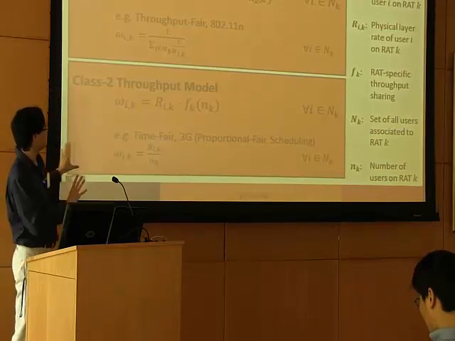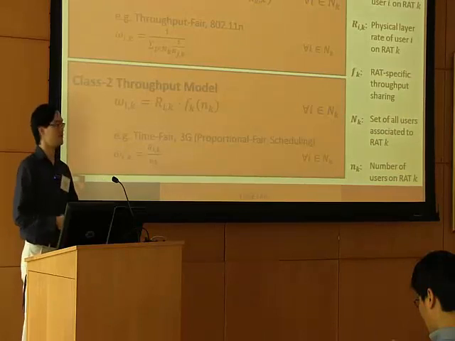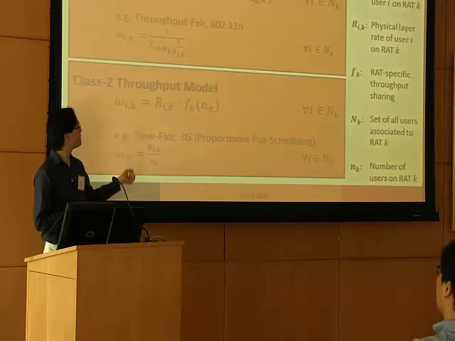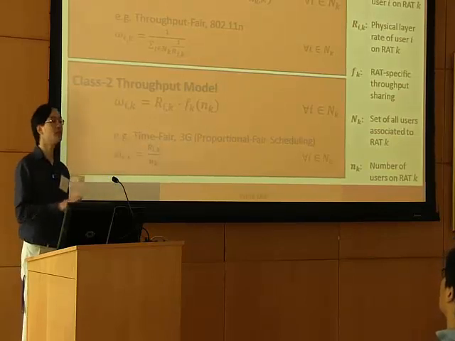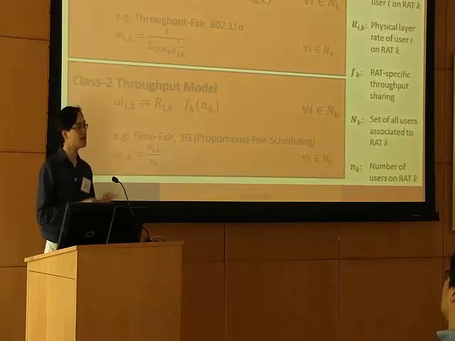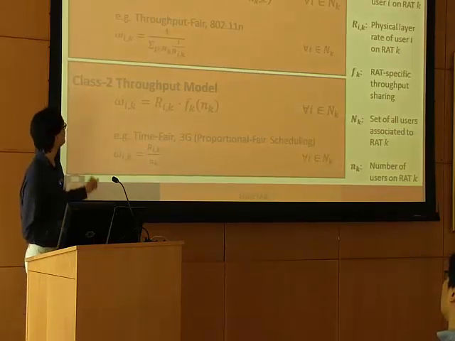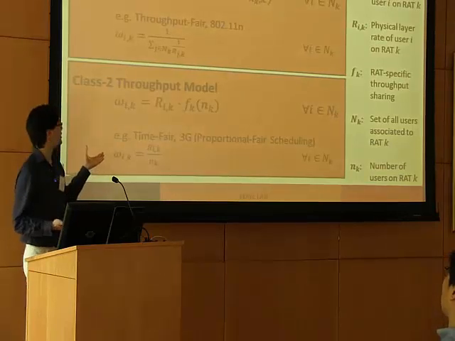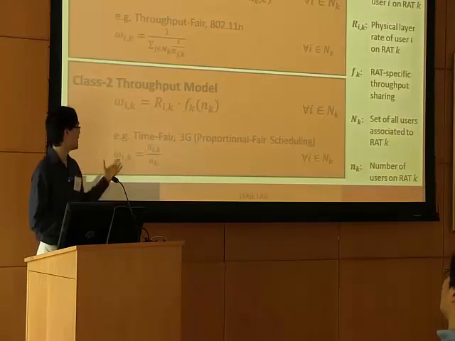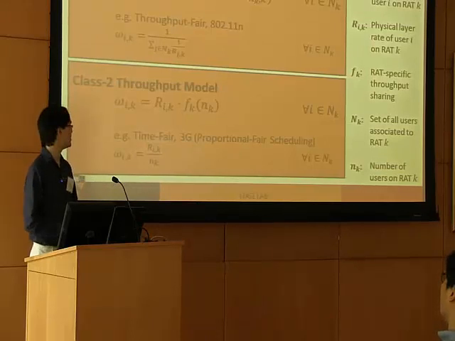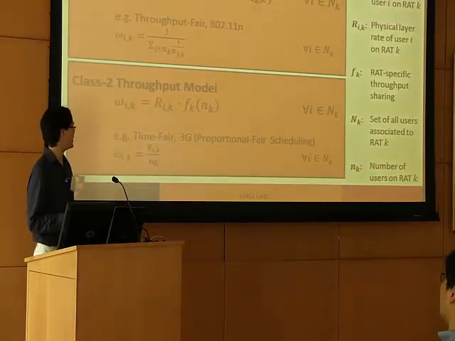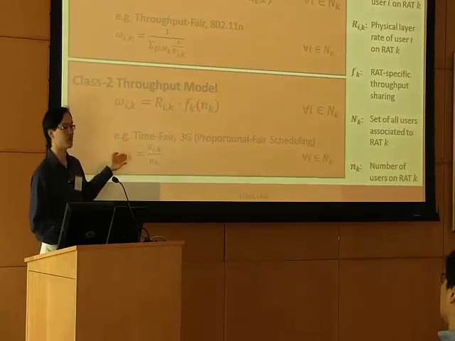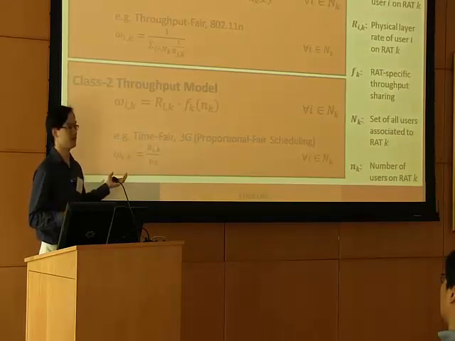In class 2 throughput models, the achieved throughput of the user i on rat k is a function of that user's own physical layer rate multiplied by a function of the rat that only depends on the number of users on that rat, not their individual rates. So immediately we can see that class 2 allows users to have different rates on the same rat. Examples of this could be time fair or proportional fair scheduling on 3G. And the most common example could be basically time division, where if there are 10 users on the network, each user gets 1/10 of the time to transmit at their rate.